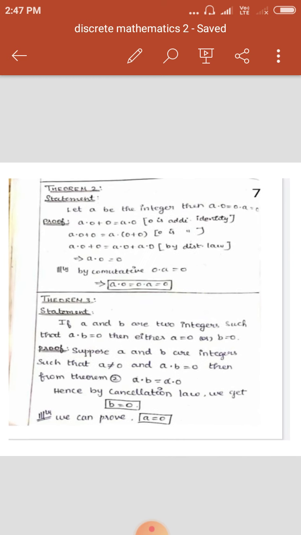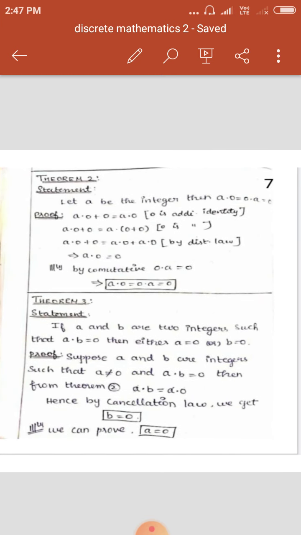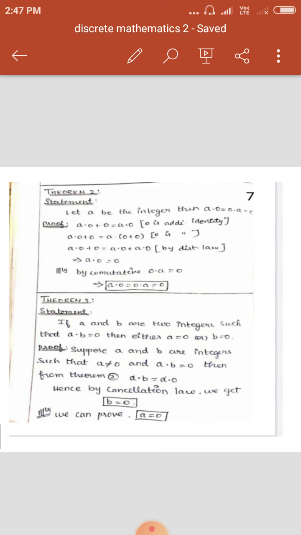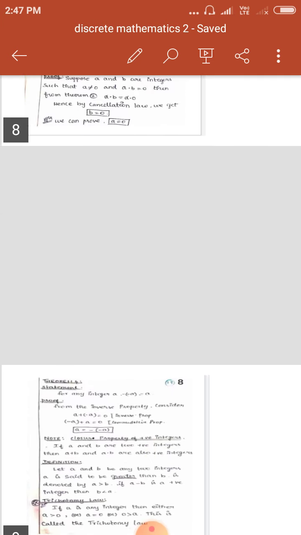Then from theorem 2, what's theorem 2? a dot b is equal to a dot 0. So by the cancellation law, cancelling a on both sides, we get simply b is equal to 0. Similarly, we can prove that a is equal to 0. Right. Next theorem.